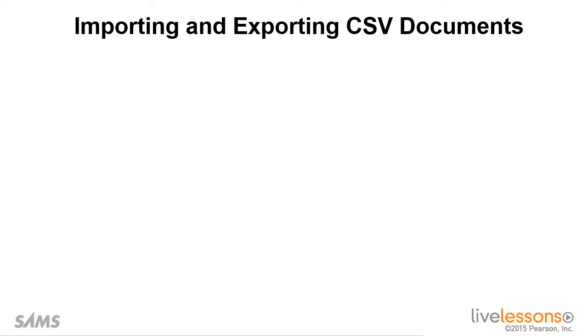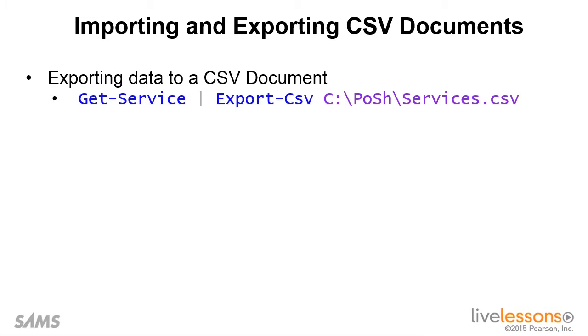Now the one I use the most is importing and exporting CSV documents. We already did something similar by using convert to and convert from CSV in tandem with an out-file commandlet. However, the nice thing about CSV documents in PowerShell is there's a commandlet that will handle all of that for you. So let's take a look at exporting data to a CSV document. In this example, we're going to get a list of all services and pipe it to an export CSV, which will automatically create that file for us.